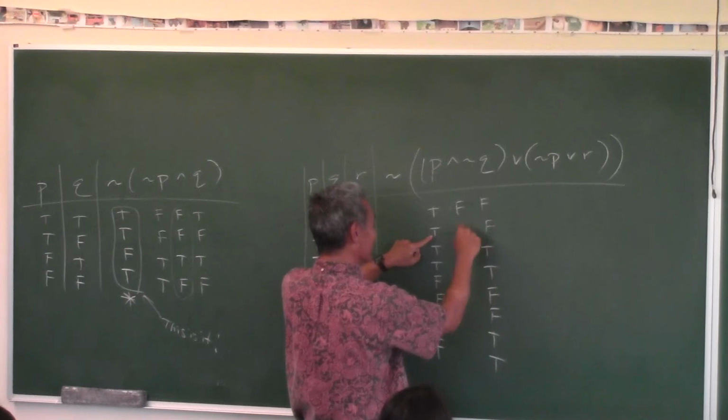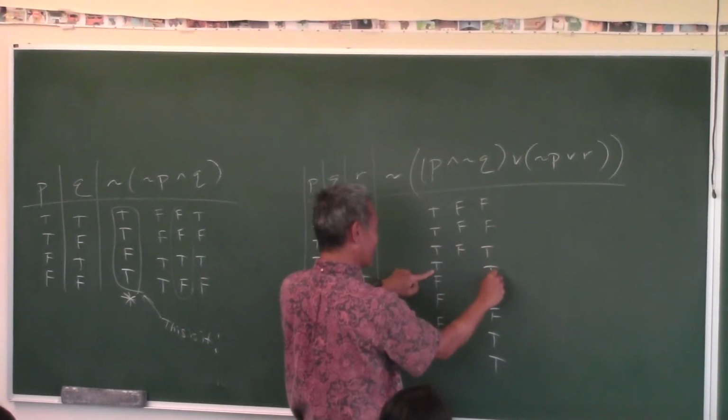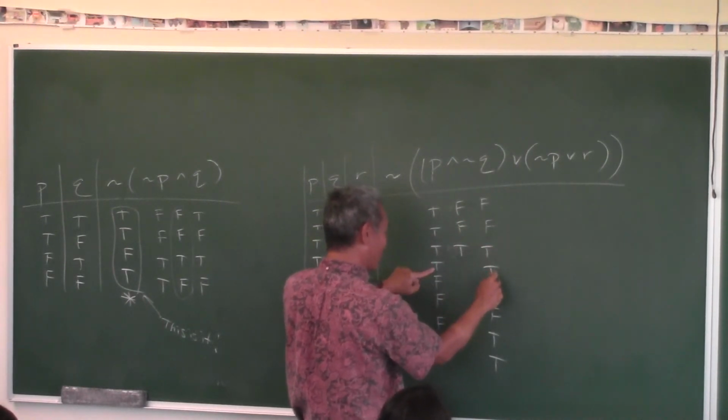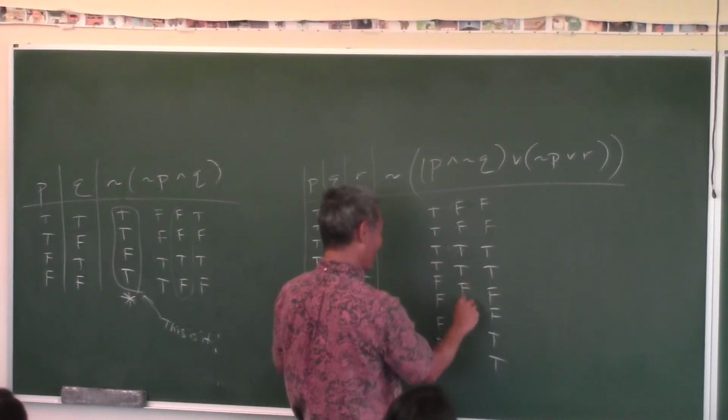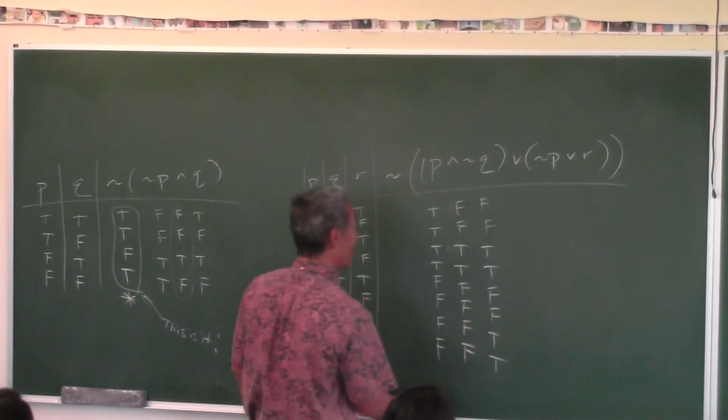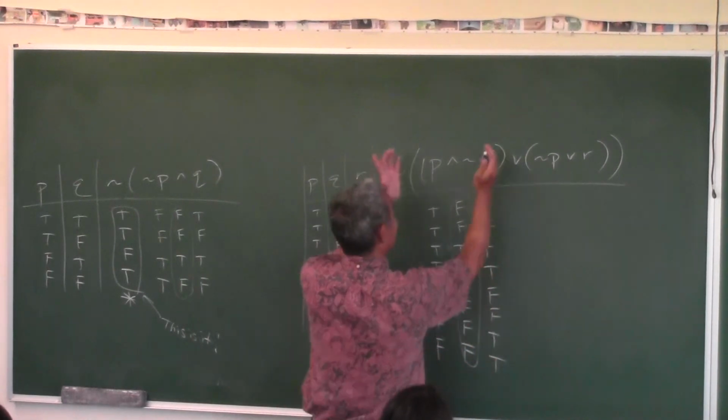Are both of them true? No. Are both of them true? And then no, no, no, no. Okay, so this column represents that.